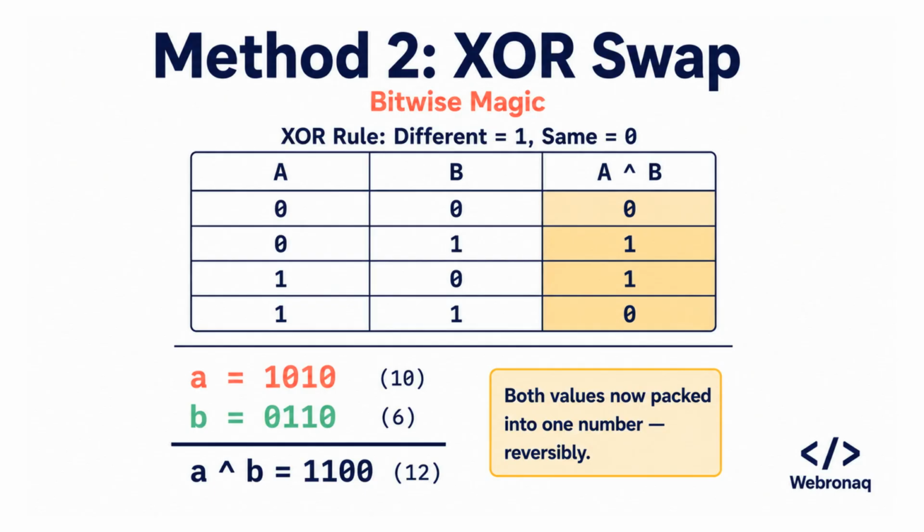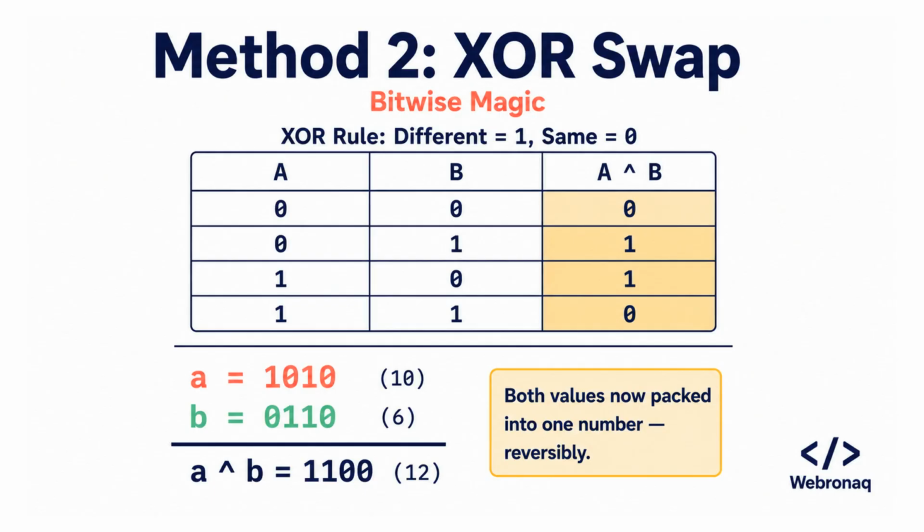Take A equal to 10, which in binary is 1010, and B equal to 6, which in binary is 0110. When we XOR them bit by bit, we get 1100, which is 12 in decimal. But here's the magical part. XOR is reversible. If you take that result, 1100, and XOR it with B again, you get back the original A. And if you XOR it with A, you get back the original B. The combined value secretly remembers both originals, and you can pull either one back out by XORing with the other.